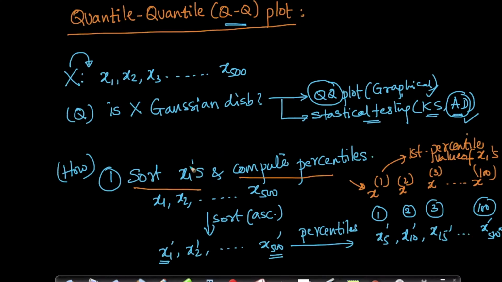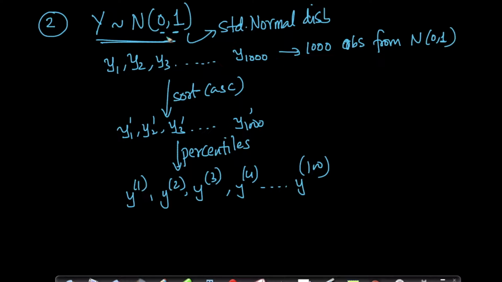In the first step, I computed the percentiles of my random variable x, which we want to determine is Gaussian or not. In the second step, we took a standard normal distribution and computed its percentiles. The third step is where we plot. So the third step is to plot the QQ plot.